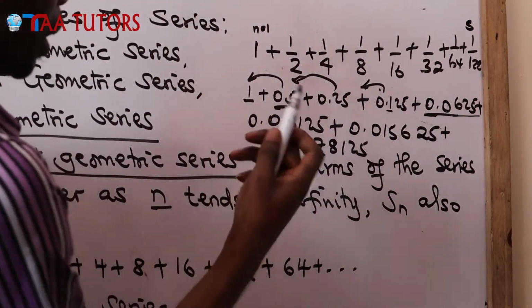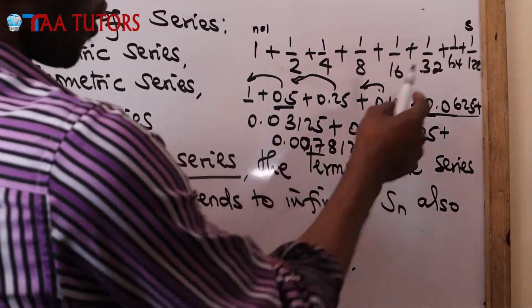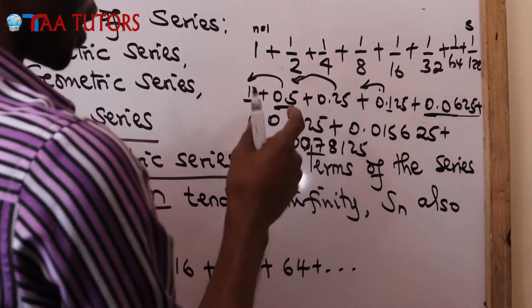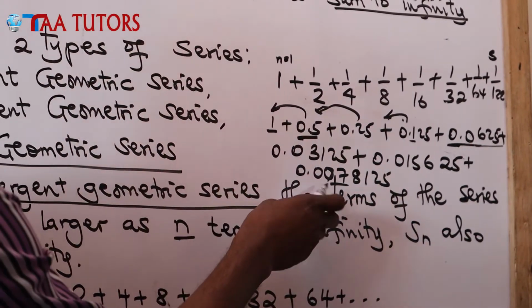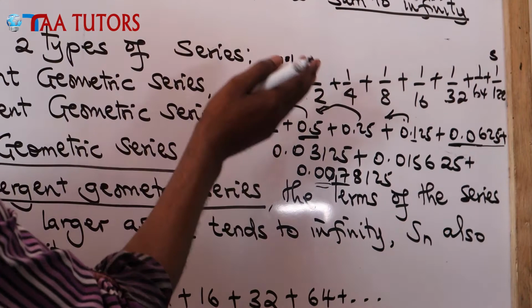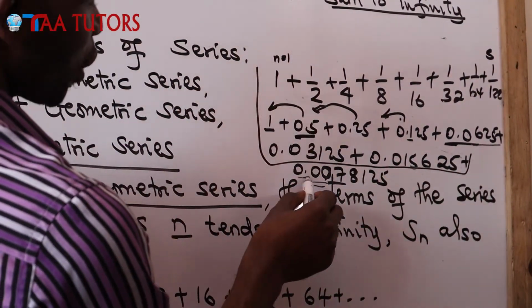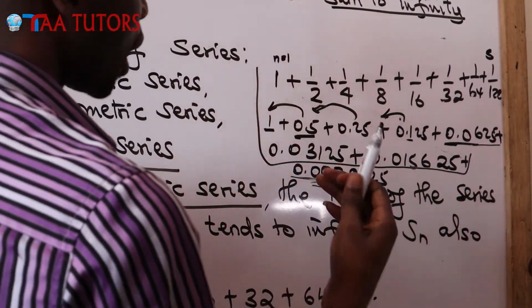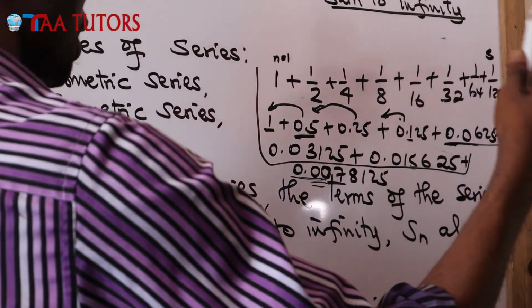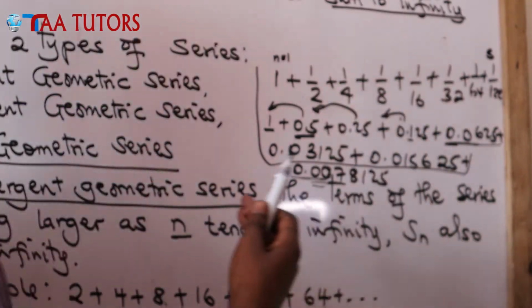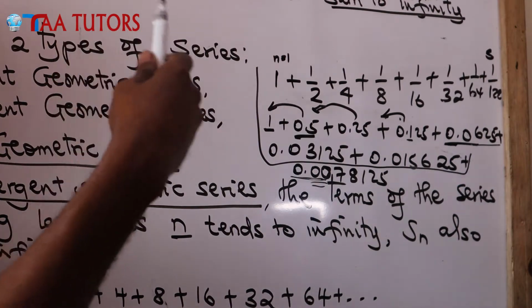When I come here, much less significant. When I come here, even much less. When I reach here, 1 over 128, the change on the sum will be much less significant. It means that even if I add this, the changes on the first two decimal places of the sum going upwards will be much less significant. It means that as n becomes bigger, the sum becomes more real, or much more constant, as you add those much smaller 0.0 something.